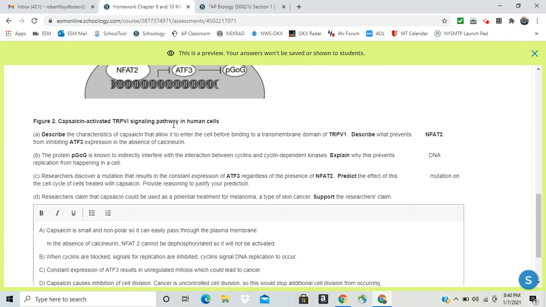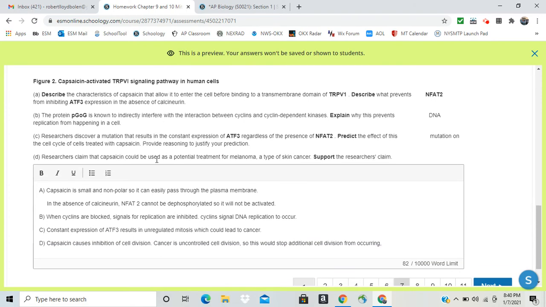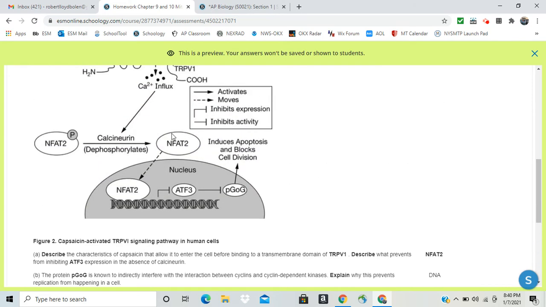Letter D says researchers claim that capsaicin could be used as a potential treatment for melanoma, a type of skin cancer. And we know this because capsaicin causes inhibition of cell division. Cancer is uncontrolled cell division, so this would stop additional cell division from occurring because capsaicin would essentially inhibit the pathway that activates PGOG. Okay.